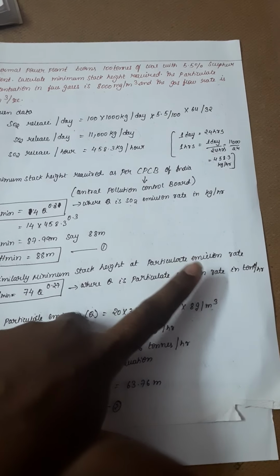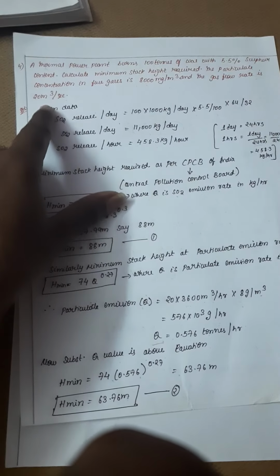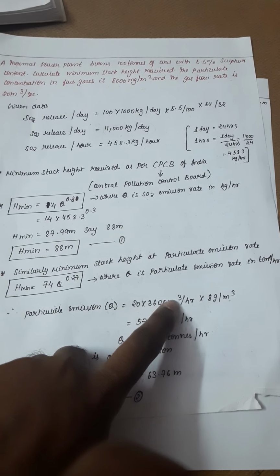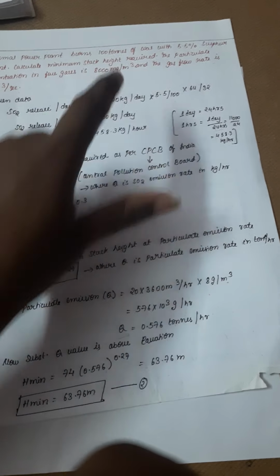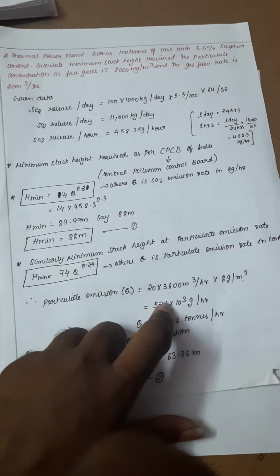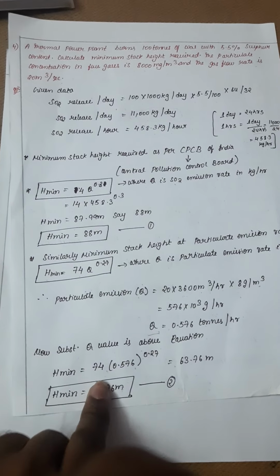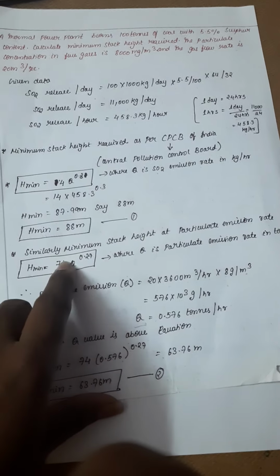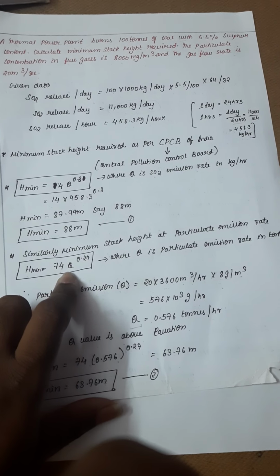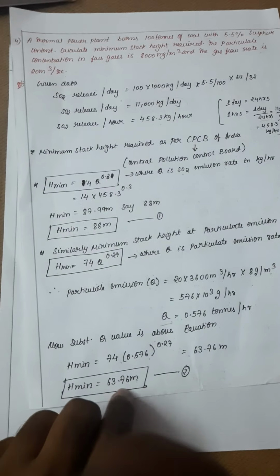Next, similar to the particulate emission, 20 is the gas flow rate. So I kept 20 into 3600 conversion, and into 8 gram per meter cube. This 8,000 I converted into 8 grams, and finally I converted this into tons. I got 0.57. Now substituting the Q value into H minimum, this is the particulate matter emission formula, H minimum is equal to 74 into Q power 0.27. Now I substituted this value, and I got 63.76 as H minimum.